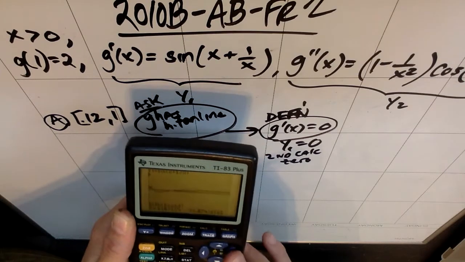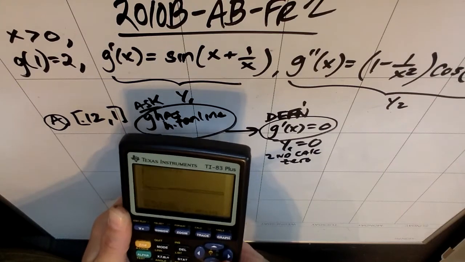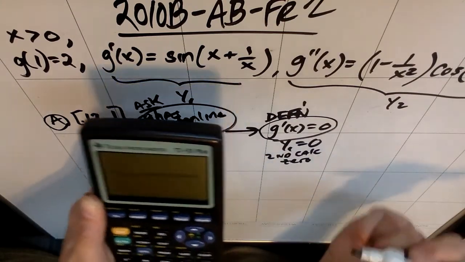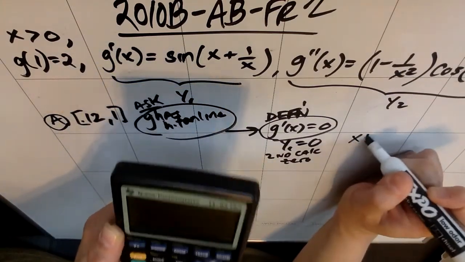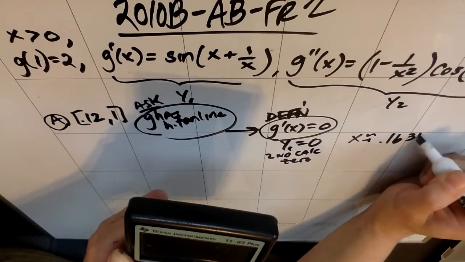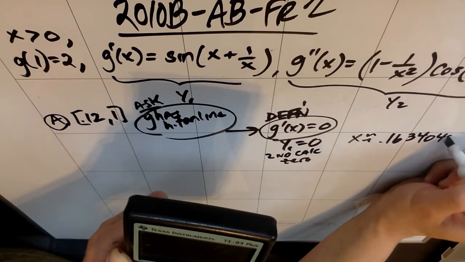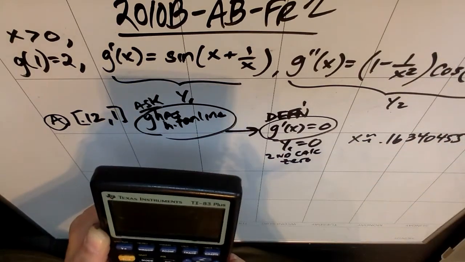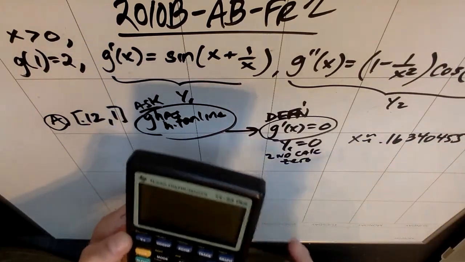I'm going to hit enter because I'm to the left of that. I'm going to cross the x-axis and be to the right. And then I'm going to hit enter again. And I'm going to get that x is approximately 0.163. And you can write the whole thing out if you want, just in case you're going to need it. I don't think they need me to do anything other than give those values, but I'm going to write the whole thing out. So that's the first one.